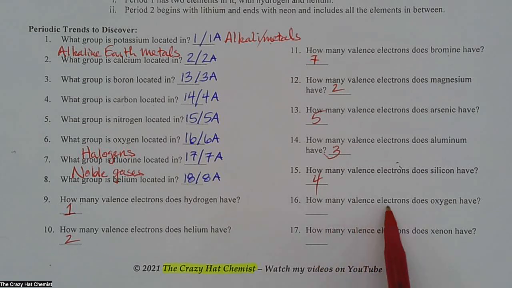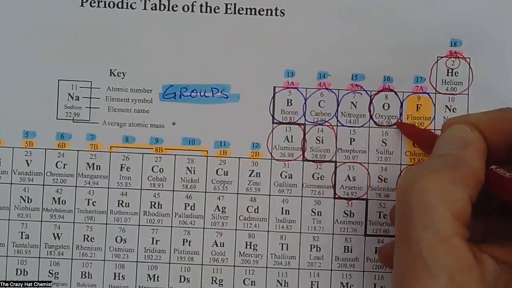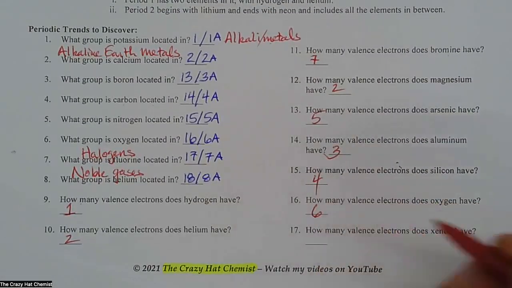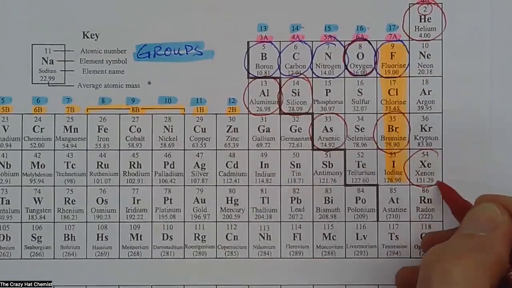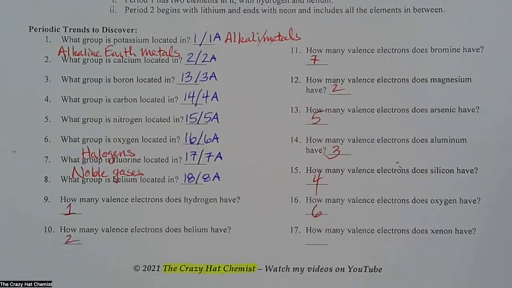Anyways, here we go. How many valence electrons in oxygen? Here is oxygen. We did oxygen earlier here. And it's in group 16 or 6A. So subtract 10 from that 16 and you get 6 valence electrons. How many valence electrons in xenon? Xenon is over here. That is a wonderful noble gas and it is in group 18 or 8A. And that would have 8 valence electrons.